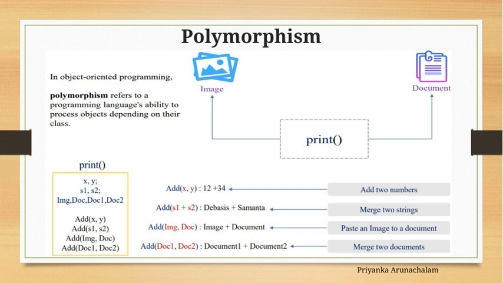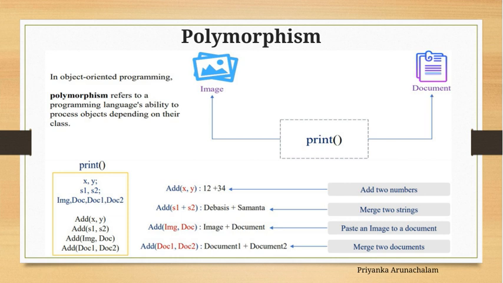For example, imagine we have a base class called animal and subclasses like dog and cat. Polymorphism allows us to call a method like makeSound on an animal reference, and at runtime, the correct subclass method, whether it's barking or meowing, will be executed. This dynamic behavior is what makes polymorphism such a key feature.